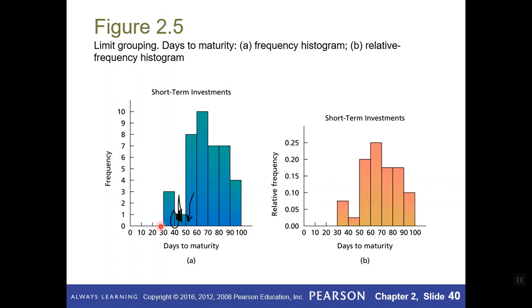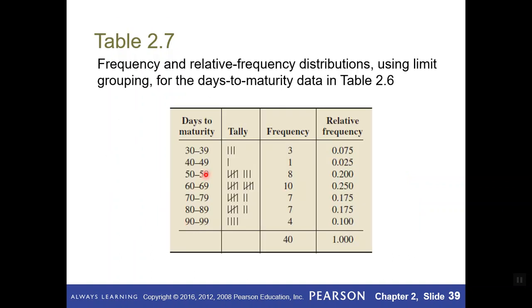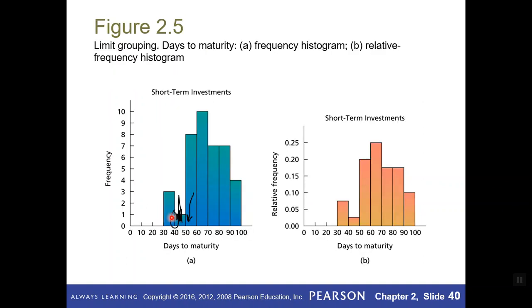Here the thing is, you have to use this interval 30 to 40, 40 to 50, 50 to 60. See, 30 to 39, 40 to 49, 50 to 59. In here you cannot see 39, 49, 59. You can see 30, 40, 50. But remember that in limit grouping, the highest number, or the upper limit, belongs to the other group.